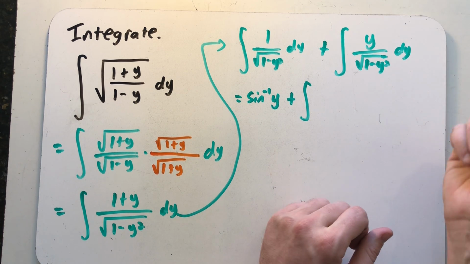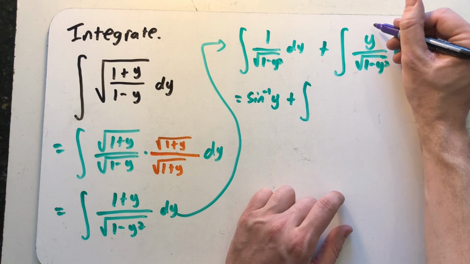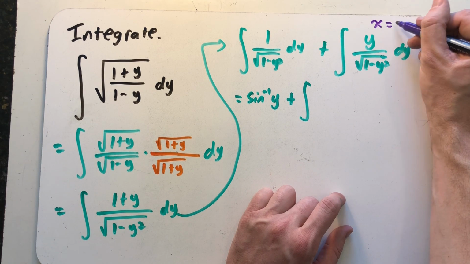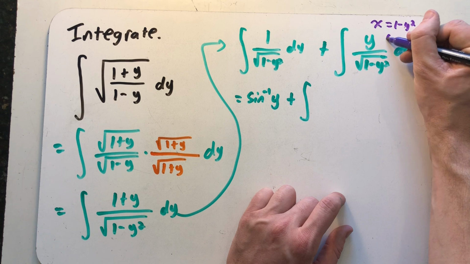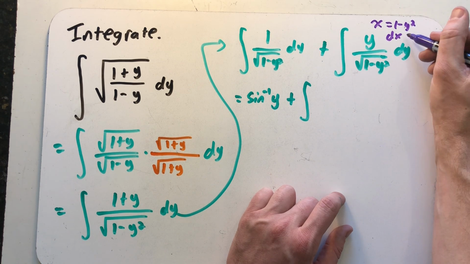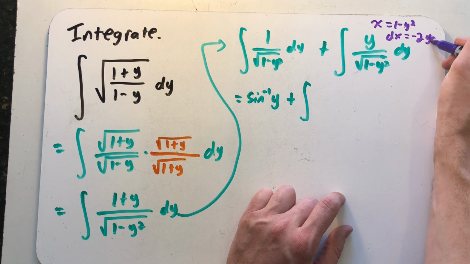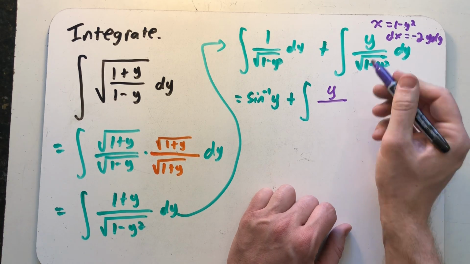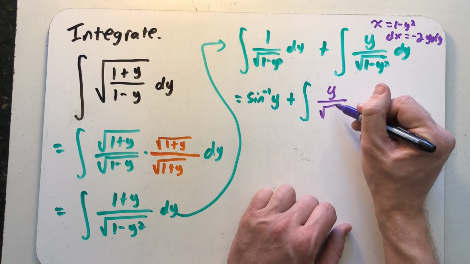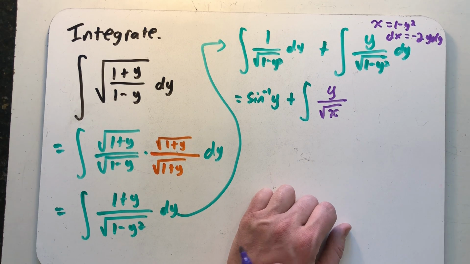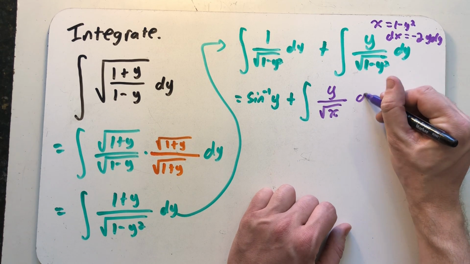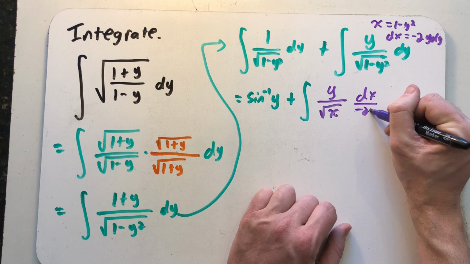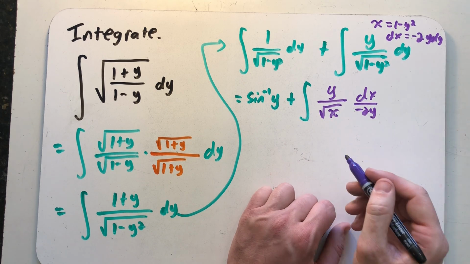So I'm going to imagine letting x equal 1 minus y squared, and then dx would be equal to minus 2y dy. So we're going to make that substitution. I'll have that y just hanging out on top for a moment. On the bottom, I have the square root of x, and that dy would become dx over minus 2y. The y's cancel.